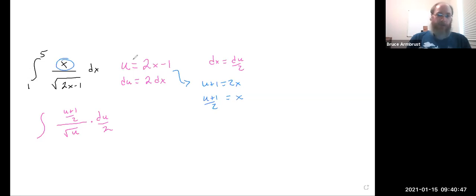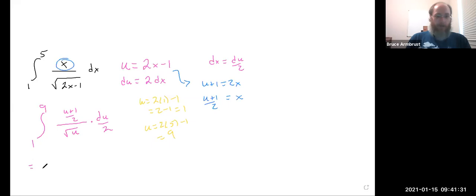The same substitution. We're going to look at what do the u's become when x's are 1 and 5. So if x is 1, we get u is equal to 2 times 1 minus 1, which is 2 minus 1 or 1. And then when x is 5, do the same thing, and we get 9. So the bounds on this thing, when we switch it over to u, is going to be from 1 to 9. So everything in there is now in terms of u. And let's see what happens once we simplify this.